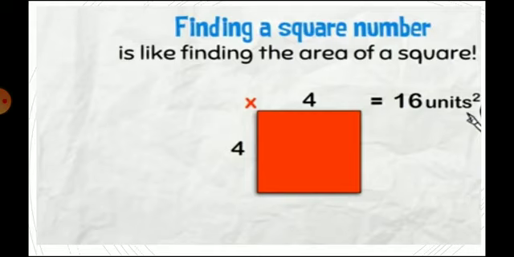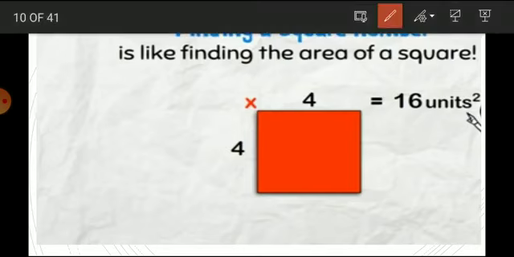Now I want to express this term using a square shape. See here, this is one side, this is another side, and the values of the sides of this square are equal. So we want to multiply 4 and 4, because the formula for the area of a square is side into side. So 4 4s are 16 units square.